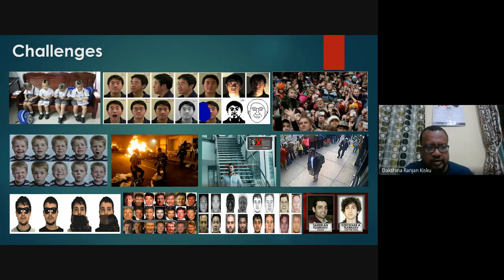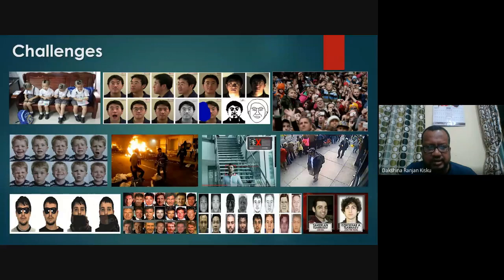Here you can see that there are four twins images. Here the facial features are mostly the same, although they are different subjects. So interclass differences are very minimum. This is one of the challenges of face recognition systems.